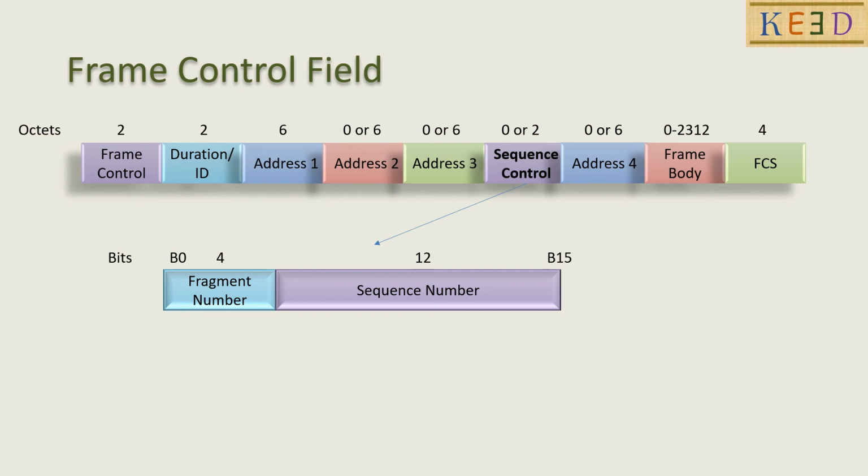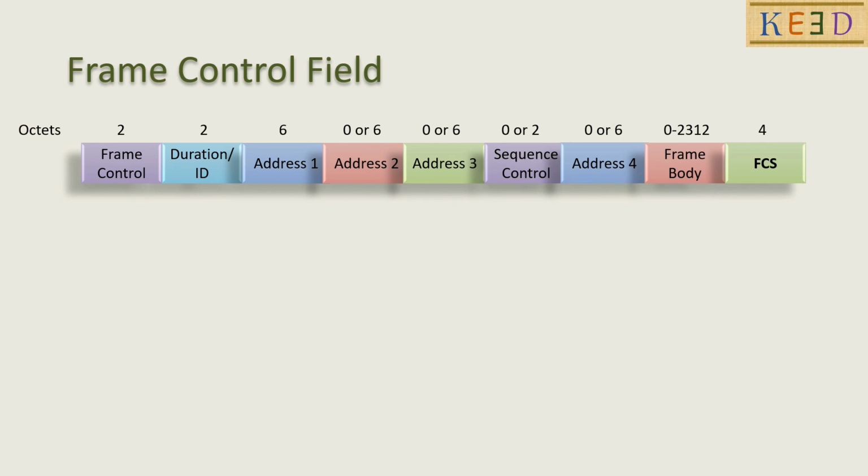Sequence control represents the fragment number and sequence number. FCS is for the CRC check. This will be used at the receiver side to check whether the frame is received correctly or not.